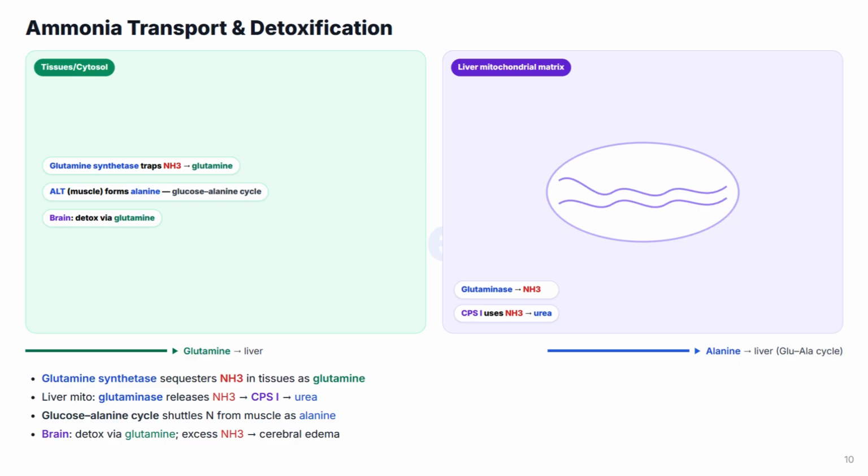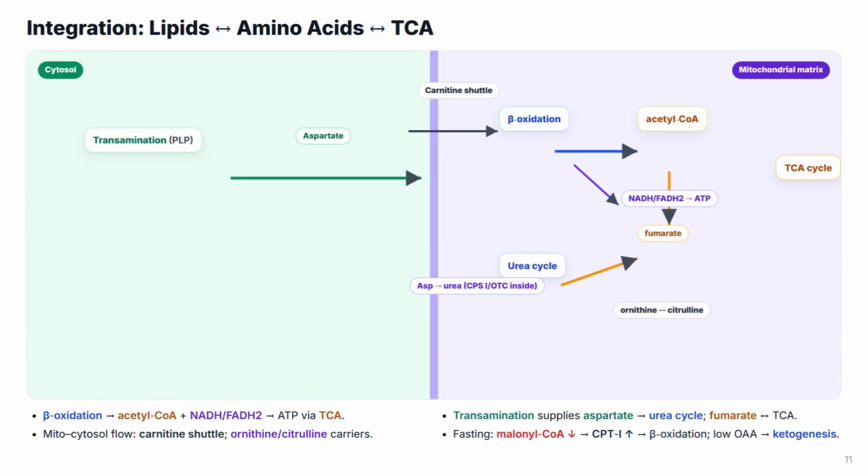The glucose-alanine cycle shuttles nitrogen from muscle to the liver as alanine. In the brain, detoxification via glutamine is vital because excess ammonia can lead to cerebral edema. This is where it all comes together. Let's look at the integration of lipids, amino acids, and the TCA cycle.